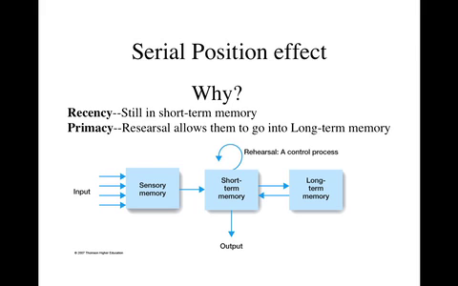Primacy, on the other hand, is thought to be because you have time to rehearse those words because they're early on in the list, and throughout the rest of the experiment you have some time to keep them in your mind, and those end up making it into long-term memory. And so this suggests, as we said, in the Atkinson and Shiffrin model, that rehearsal, which is a control process, may also lead to the information being stored in long-term memory. So just repeating information can facilitate that information making it into long-term memory.